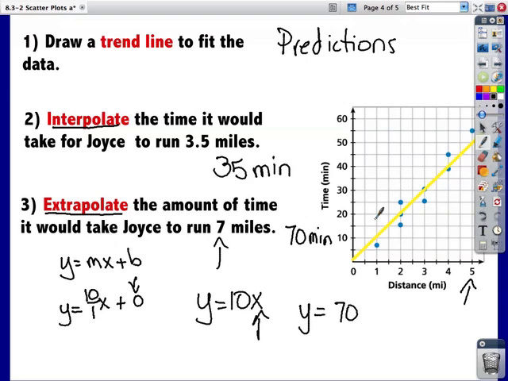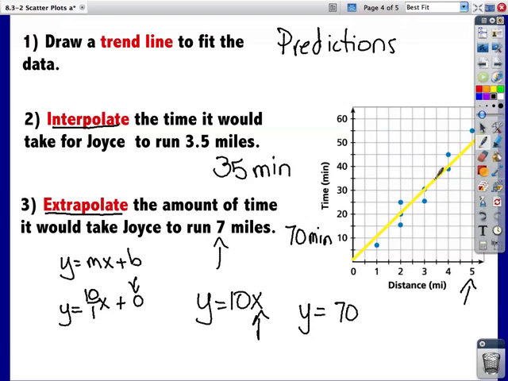We found the average amount of time it takes her to run 1 mile. And some of the data makes sense. As she started out on mile 1, it didn't quite take her 10 minutes, but as she went, she got a little more tired. The average is about 10. So we're extrapolating that out for 7 to figure out 70 minutes.